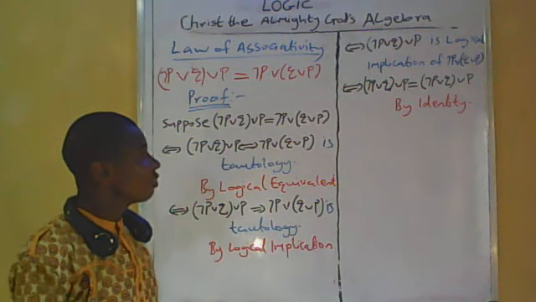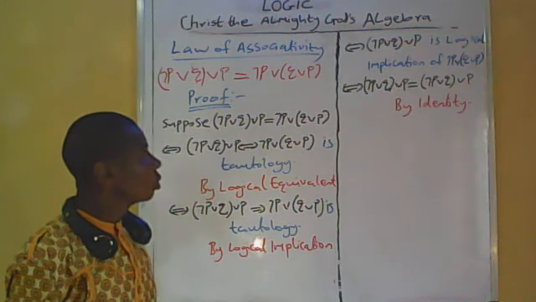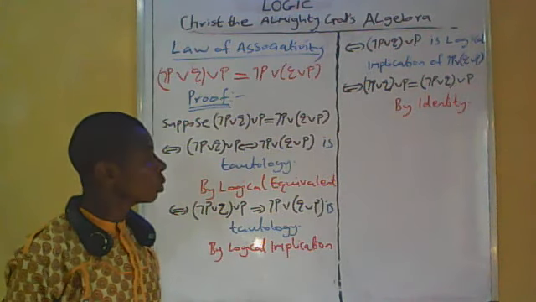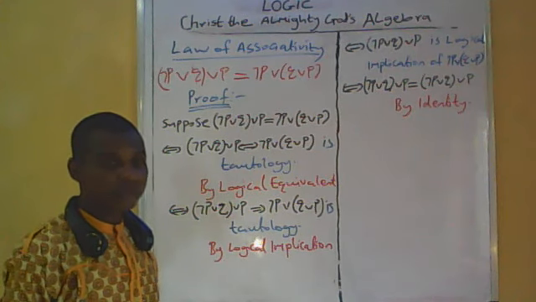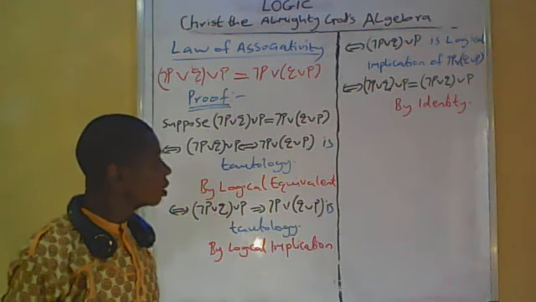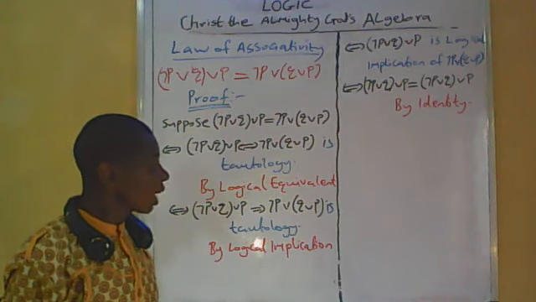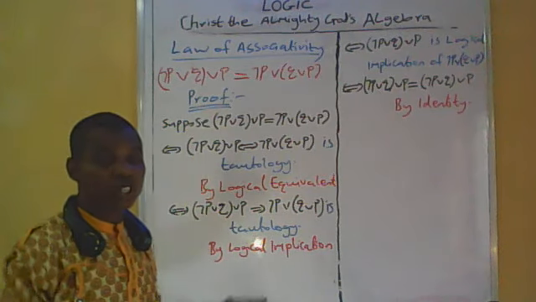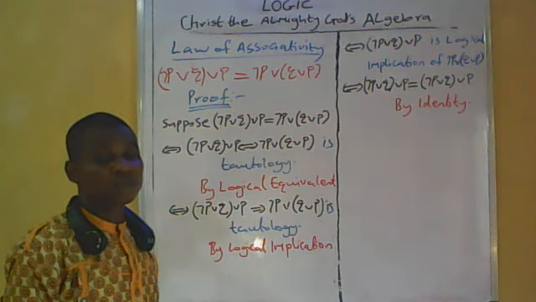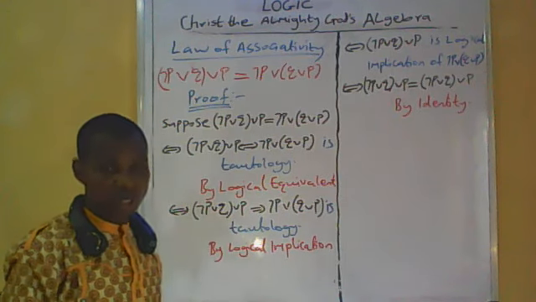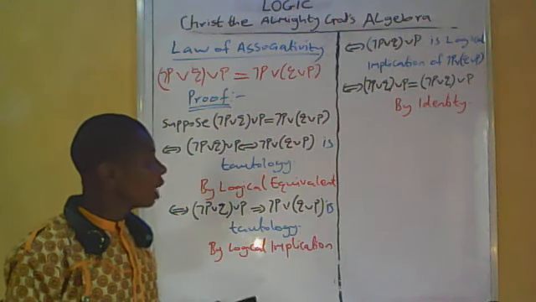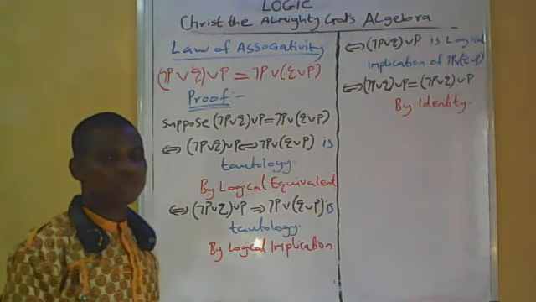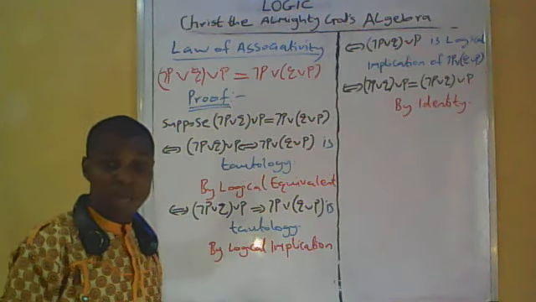That means if (not P or Q) or P is a logical implication of not P or (Q or P), it's also true that (not P or Q) or P is equal to not P or (Q or P). That means it is equal to itself and it is a law. It is logically equivalent. That is, the logical implication is equal to itself. So being justified by identity, that is the same. Next.